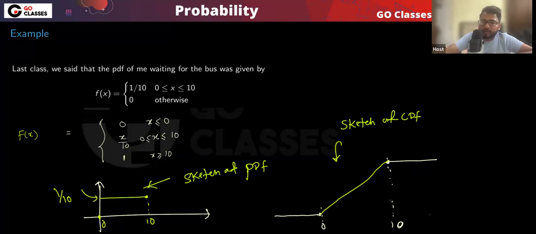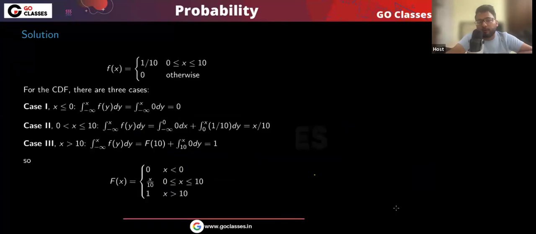I hope both sketches are clear. The PDF is just a constant, and the CDF is increasing in this range, at a constant rate, which means linearly, along a straight line. We will see more examples of these sketches, and it will become clearer.